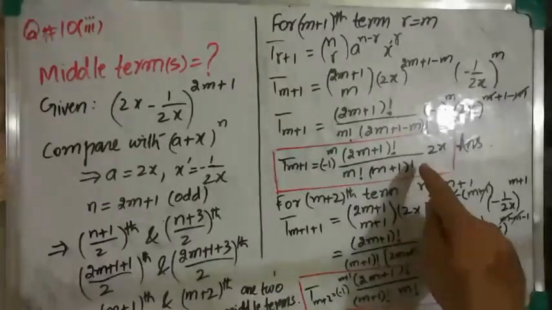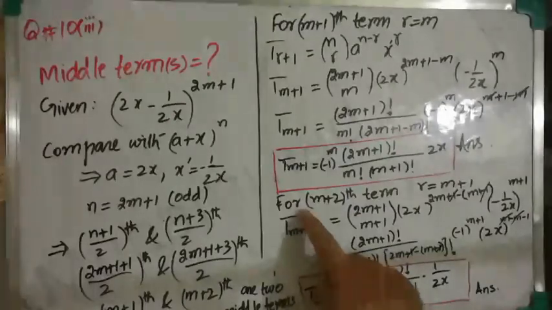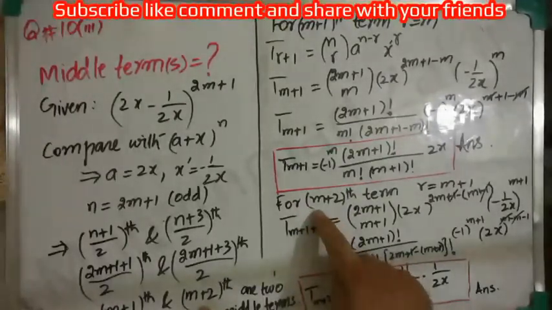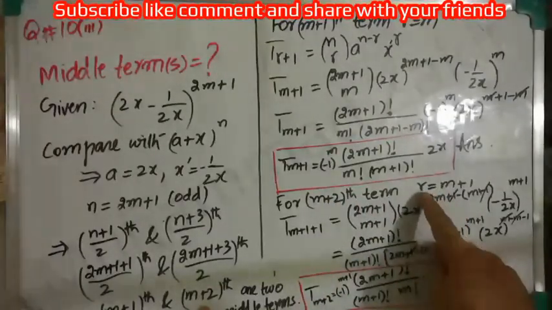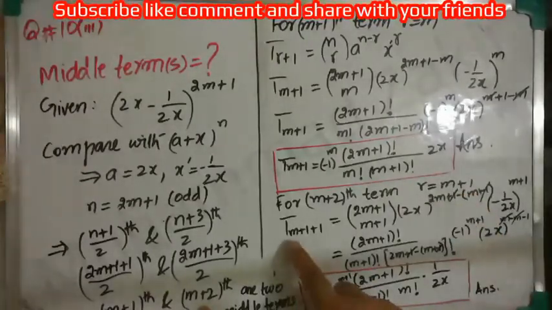Now after it we substitute. To find the next term we substitute r is equal to m plus 1. For the (m+2)th term, r is m plus 1, and then we simplify and apply the nCr formula and get this final term T(m+2).